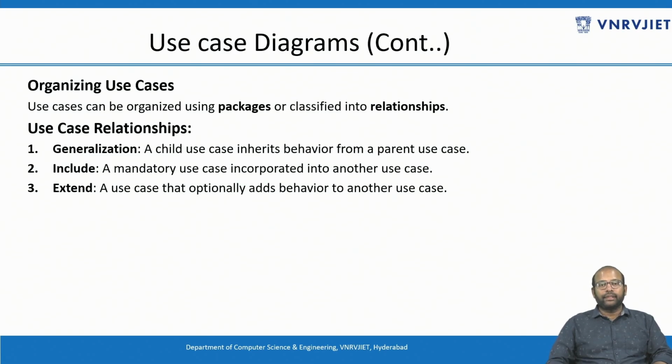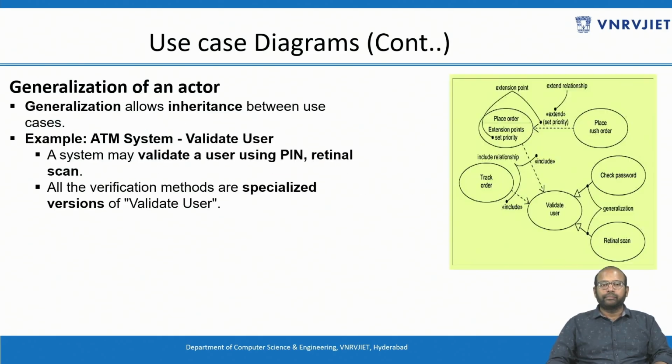Then extend, this is a special case. Suppose a use case optionally adds behavior to another use case. It will not occur all the time, only in special cases. Like when you enter the ATM room, obviously you always enter a correct pin number, but in some cases you will forget the pin number. That is called a special case, where you are extending. So with the help of an extend relationship or extend stereotype, this will be represented. Otherwise, in a general case, you are using include only.